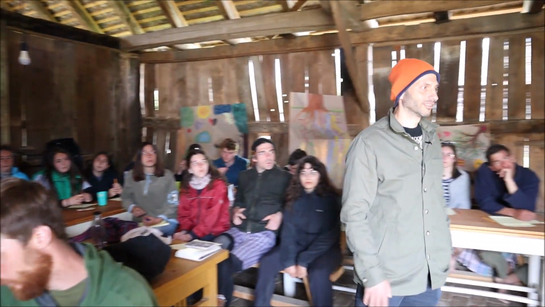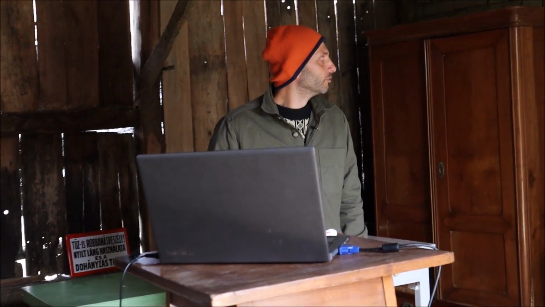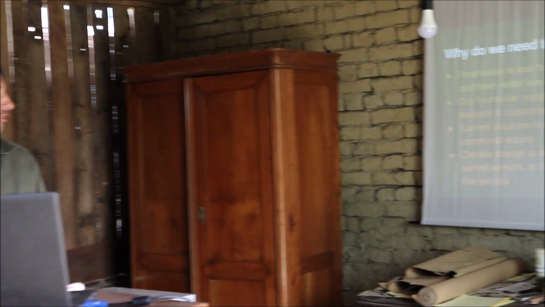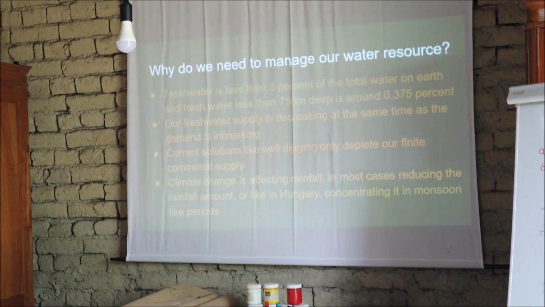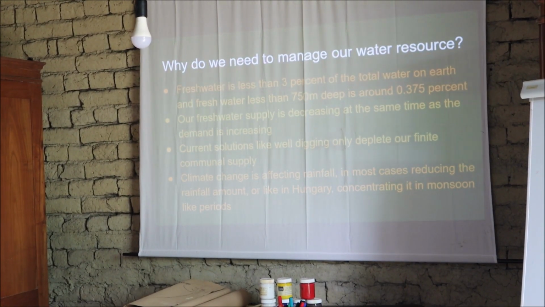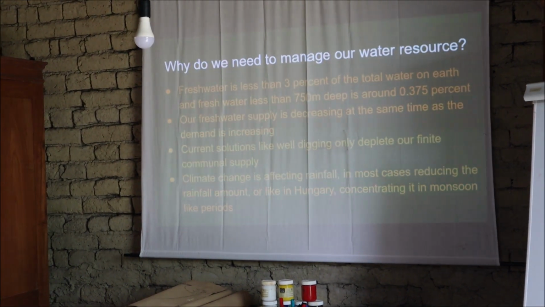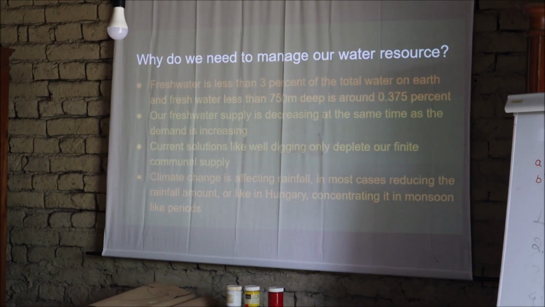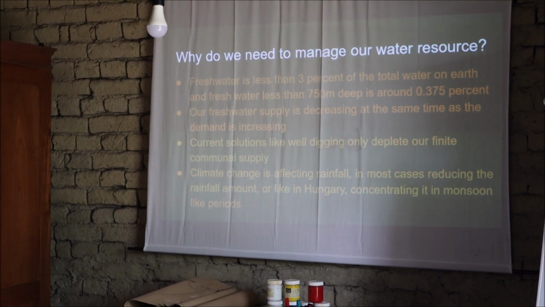So let's check some of the other things here. You guys covered a lot of material. So fresh water is an extremely limited resource on our planet. It's only 3% of the total water on our Earth. And what's even more important, we can't access all of that fresh water because most of that is trapped in ice and underground more than 750 meters deep. Only 0.375%.